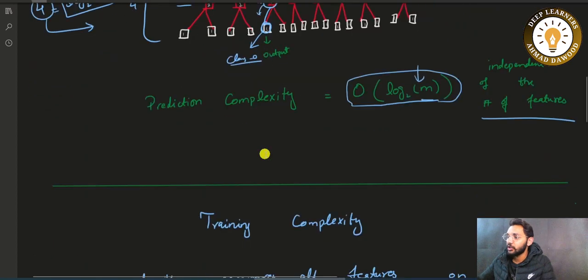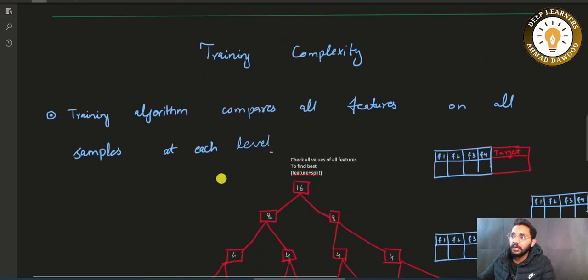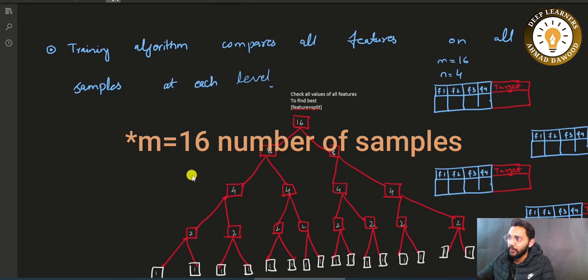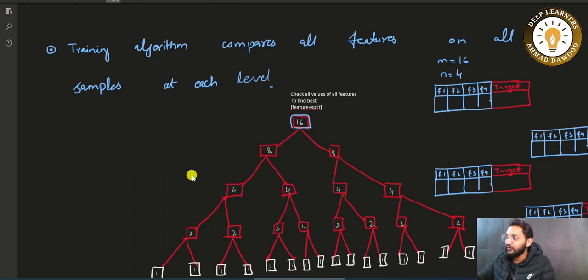So this is for the prediction process. Now we will consider the time complexity for the training process. When we are training the decision tree, let's say again I have considered four features, n is equal to 4, and let's say m is equal to 16, 16 samples. At each level, like this is the very first node, we check each value of each feature to find the best split value. First we find the best split value of f1, then the best split of f2, then f3, then f4.